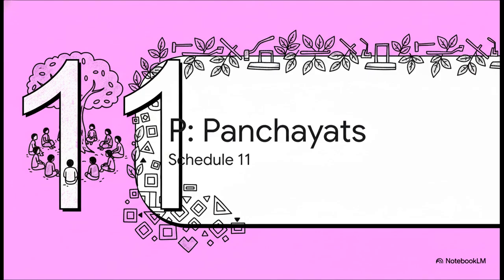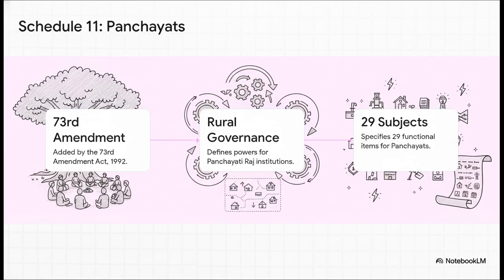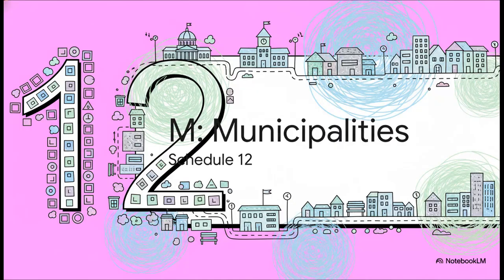We've made it to the final part, PM. The P stands for panchayats. This schedule, added by the 73rd Amendment, was a huge deal for grassroots democracy in India. It officially gave powers and responsibilities to the Panchayati Raj system. For your exam, just remember, this is about rural local government, and it gives them 29 different subjects to work on. And the last letter, M, for municipalities, wraps everything up perfectly.